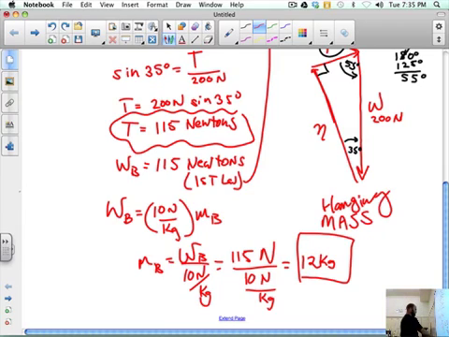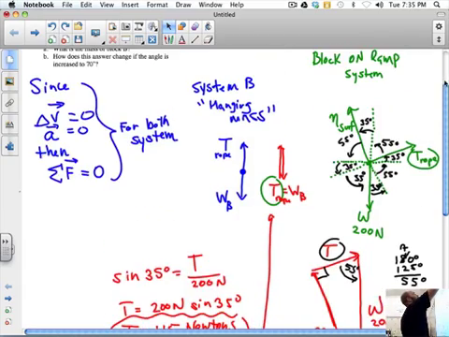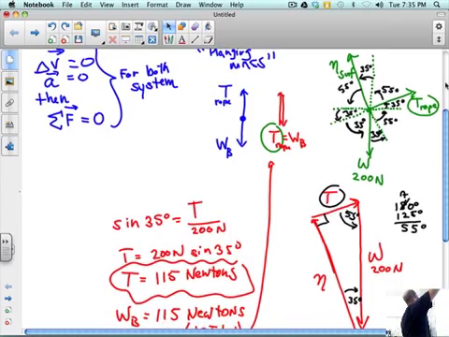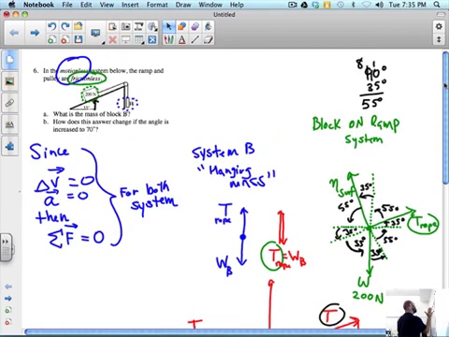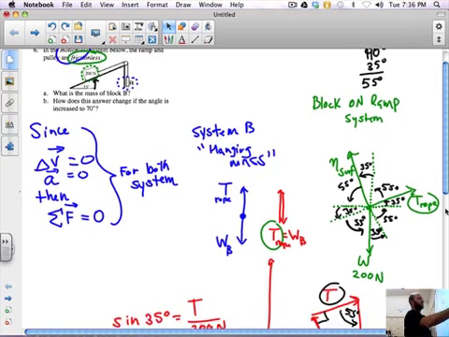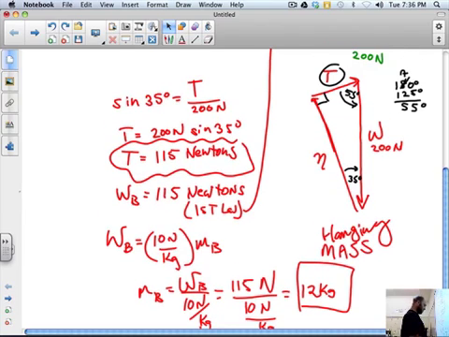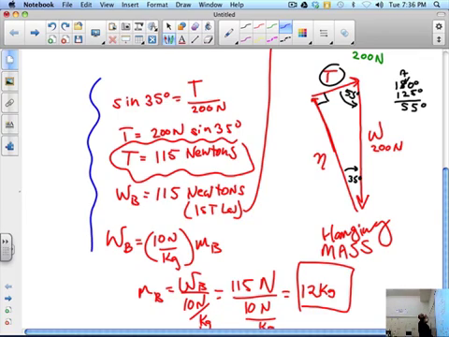Cool. Let's see what part B is all about. Part B says, how does this answer change if the angle is increased to 70 degrees? Oh my gosh. If the ramp gets steeper and steeper, what's going to happen? Well, this force diagram is going to change. Why don't we just work it out right over here. Instead of sine 35 degrees, it would be sine 70 degrees equal to T over 200 newtons. So T is going to be 200 newtons sine 70 degrees.